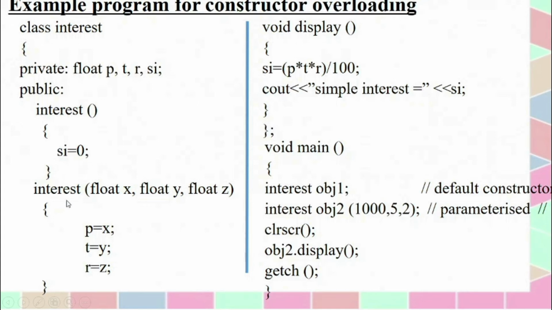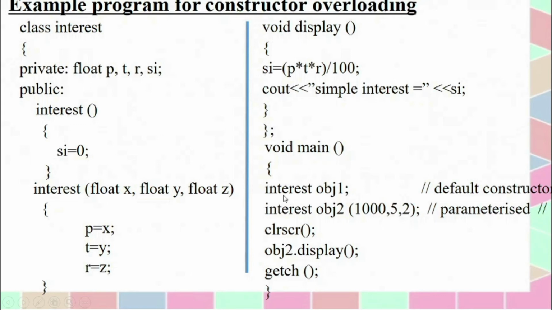Okay. Then the next constructor member function is the parameterized constructor member function. This can receive the values from the void main program, and they will be assigned to these three input variables p, t, r. Then we have the display function, that is si equal to p*t*r/100, that is the formula, and cout simple interest, we are outputting the simple interest, then closing the display function and closing the class. So all these things we are writing inside the class. Okay. Now we are going to call the main program.